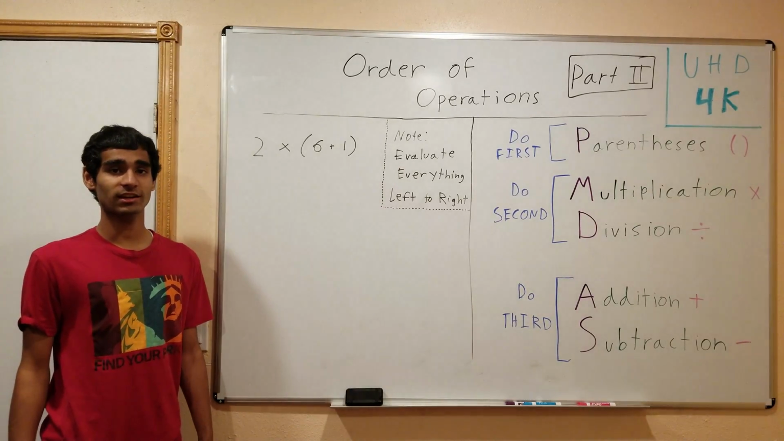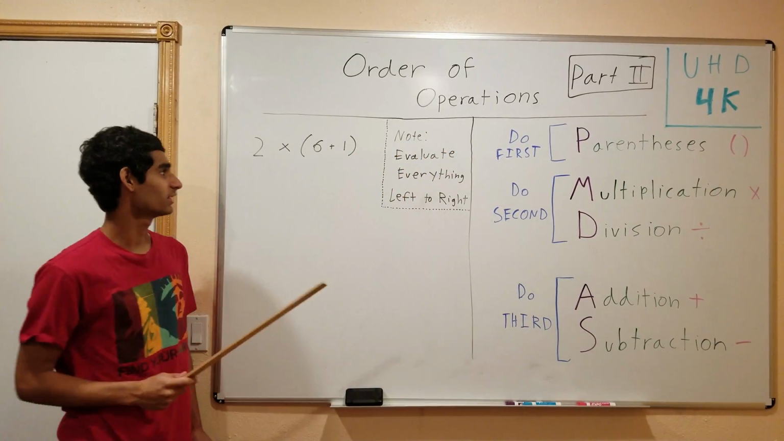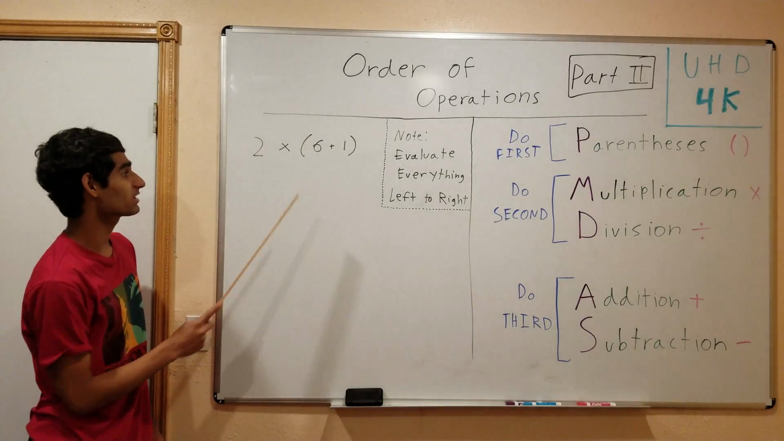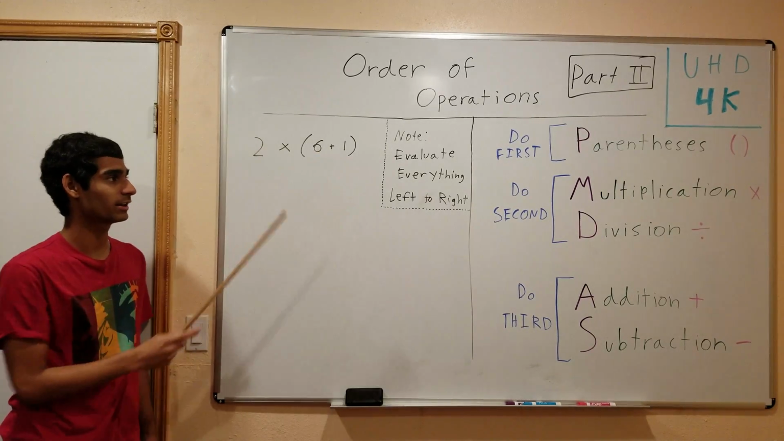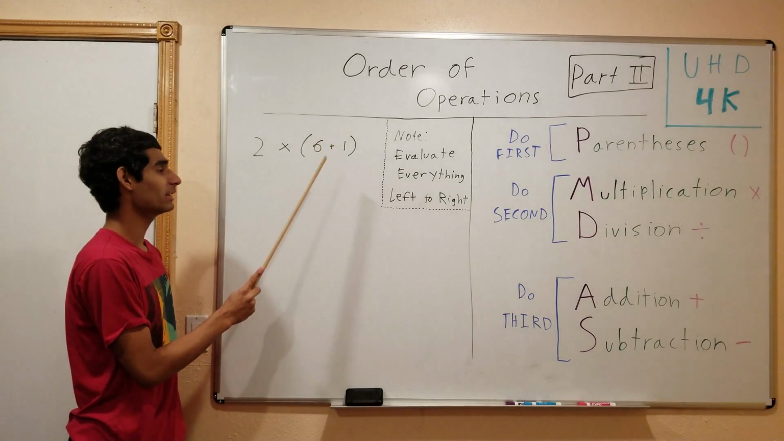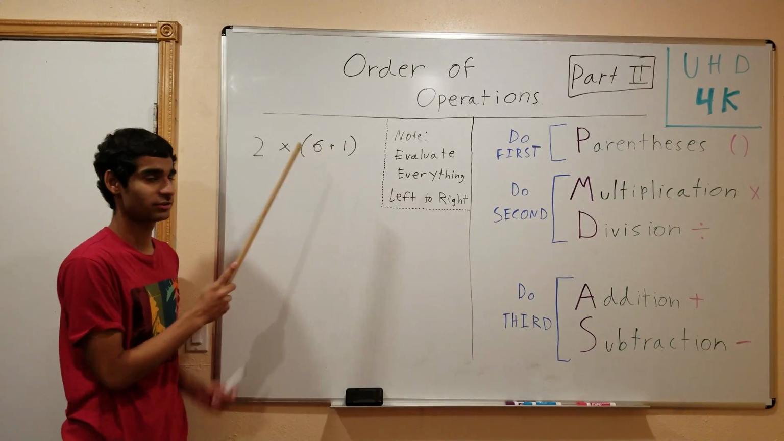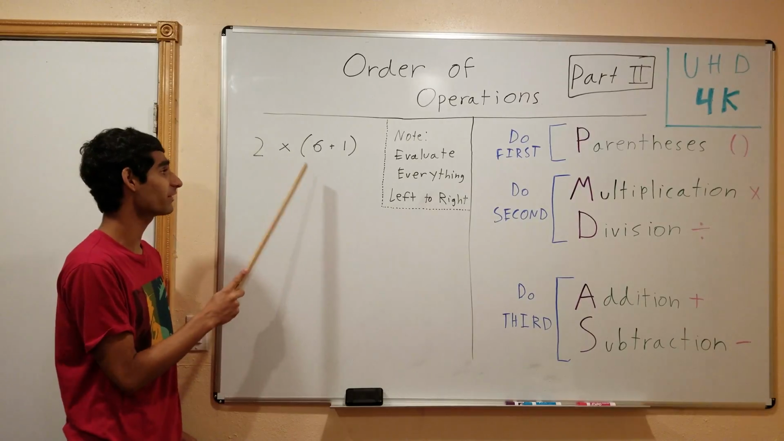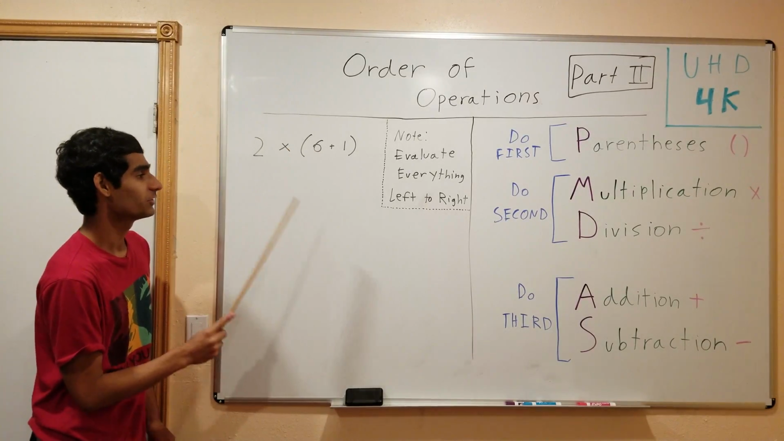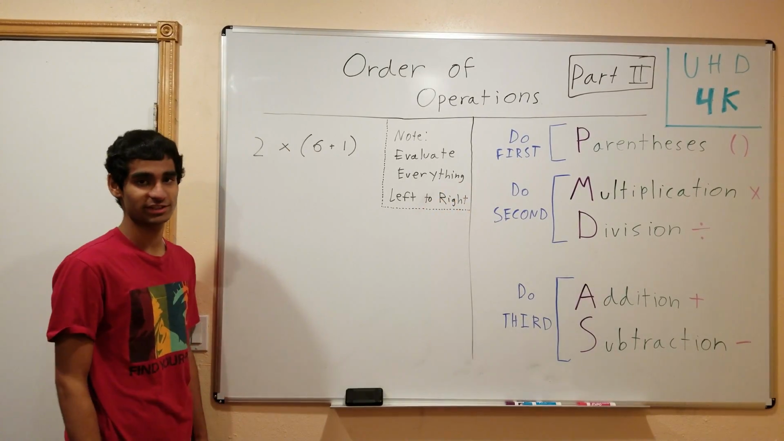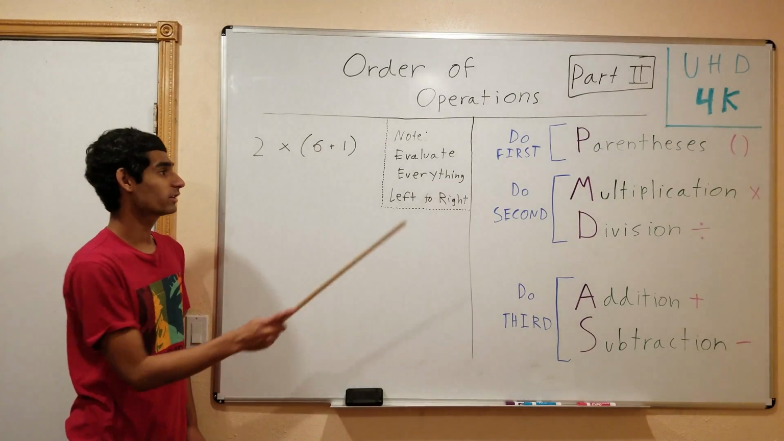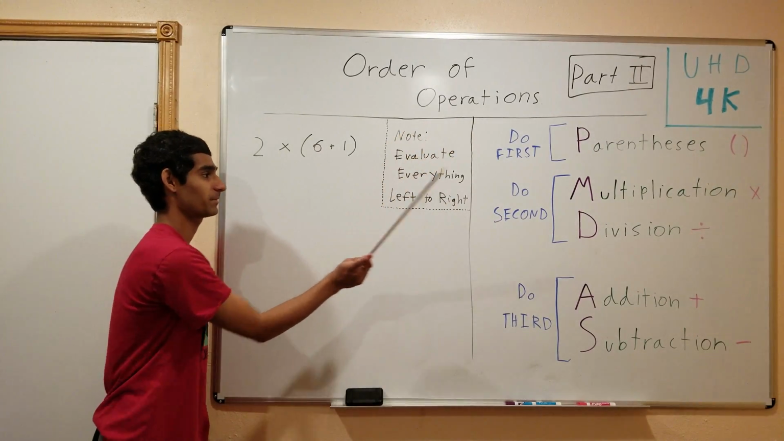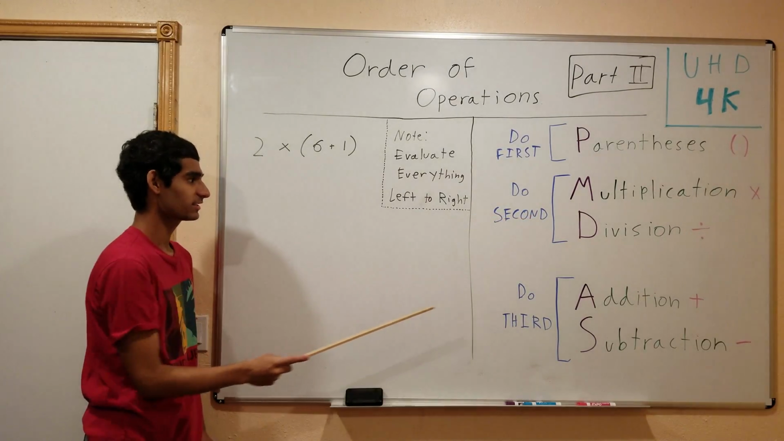Today we're going to be bringing in a new symbol called the parentheses. So you can see I have an arithmetic statement over here, 2 times, then inside the parentheses, 6 plus 1. You must first evaluate everything inside the parentheses. After you've evaluated everything inside the parentheses, you can then move on to multiplication and division, and finally addition and subtraction. So to go over, parentheses first, M and D second, A and S third.